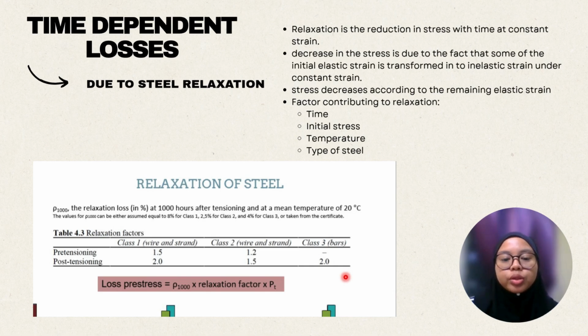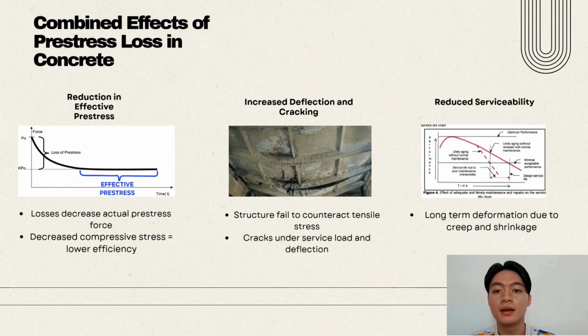Table 4.3 shows the relaxation factor for steel, whether it is pre-tensioning or post-tensioning, and it involves class 1, class 2, and also class 3.